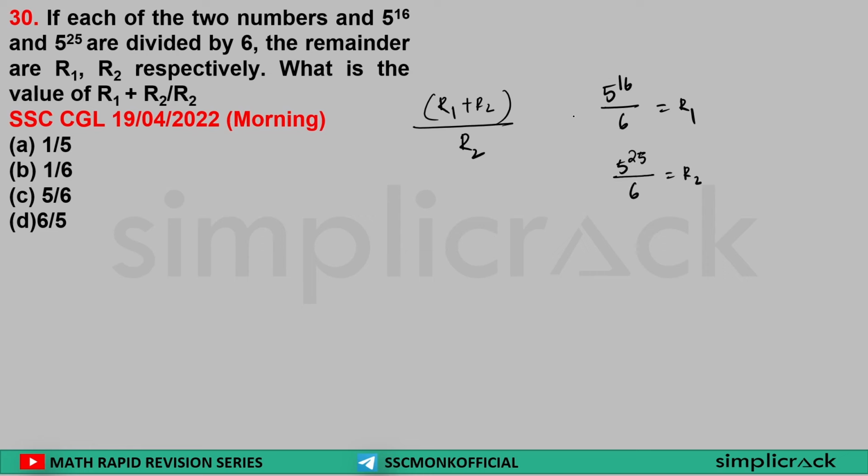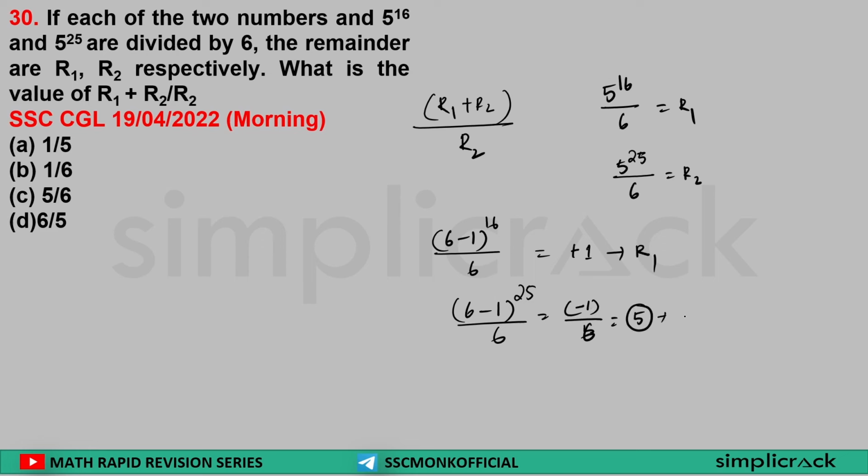That's all. Sir, 5 over here, so I can write (6 minus 1) to the power 16 divided by 6. Yes or no? Now see, 6 divisible, minus 1 to the power 16, that means plus 1. So here remainder will be plus 1. In the second case, this can be written as (6 minus 1) to the power 25 divided by 6. 6 divisible, minus 1 to the power 25 will be minus 1 divided by 6. That means remainder will be 6 minus 1, that is 5. So in the first case, remainder is 1. In the second case, remainder is 5. So 1 plus 5 is 6 divided by remainder 5. So answer is 6 by 5. Option D is the right answer.